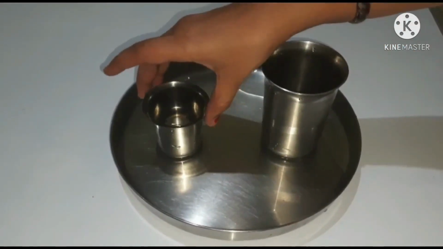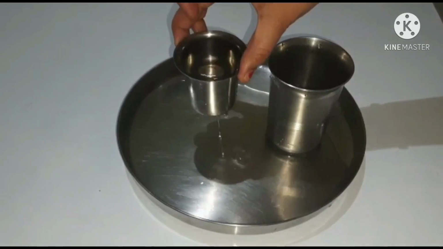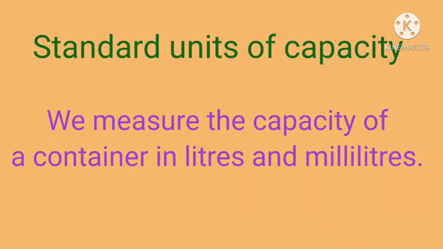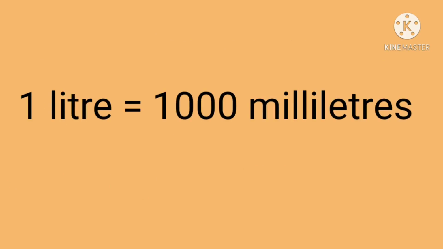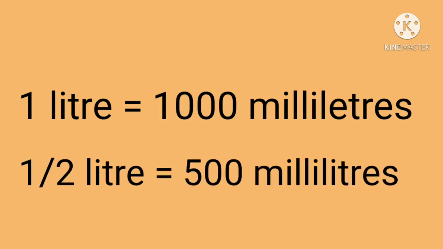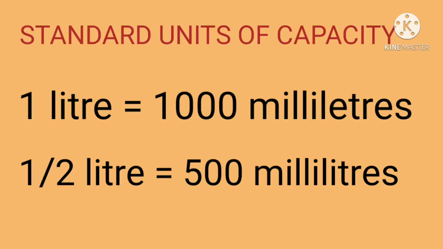The amount of liquid a container can hold is called capacity. We measure the capacity of a container in liters and milliliters. We write liters as L, milliliters as ml. Children, remember 1 liter is equal to 1000 milliliters. Half liter is equal to 500 milliliters. These are the standard measures used to measure the capacity of liquid.